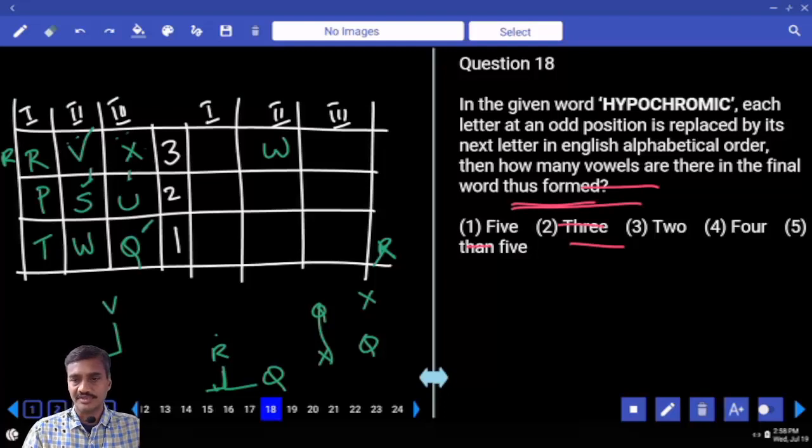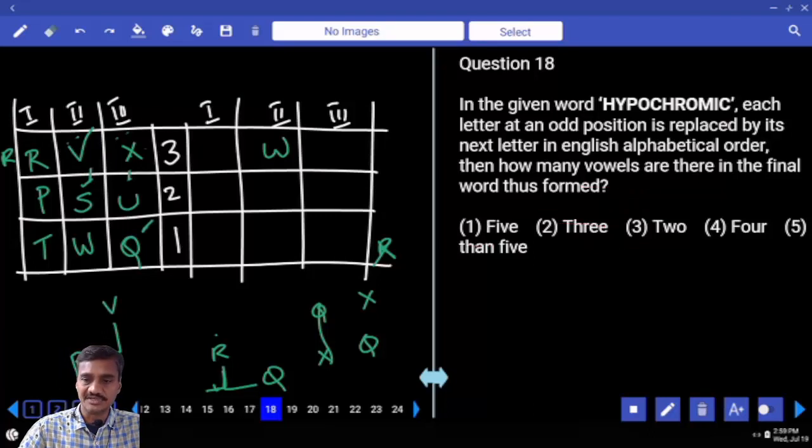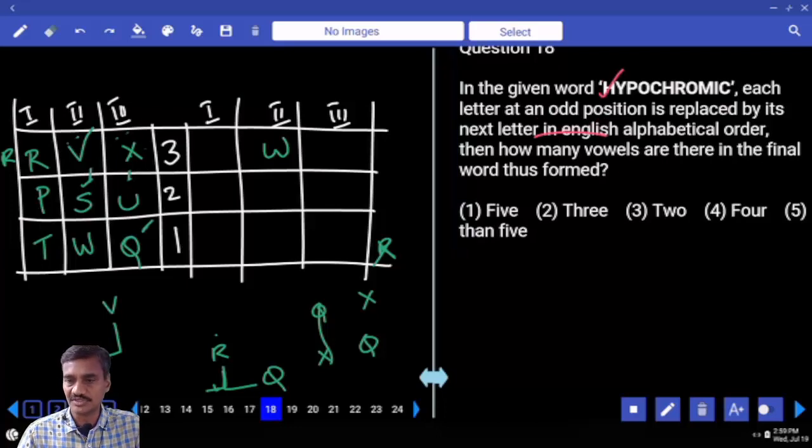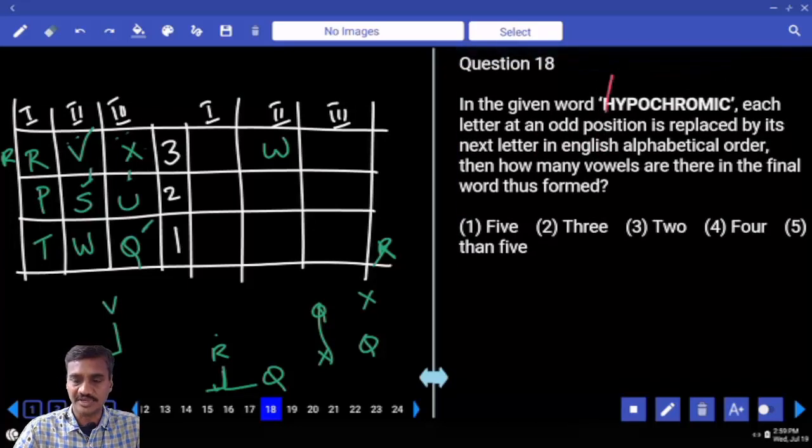Now in the word, each letter at an odd position is replaced by its next letter. And then how many vowels are there in the final word thus formed? Each letter at an odd position will shift to the next letter. Then H will become I and it is a vowel, isn't it? Now H has become I, it is a vowel.